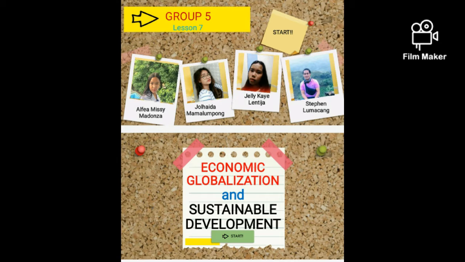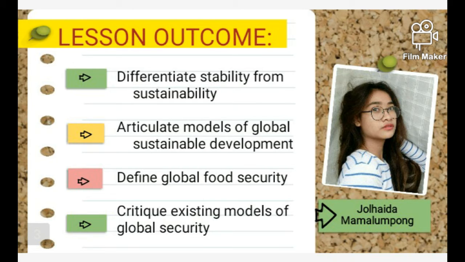Today, we will talk about Lesson 7, which is Economic Globalization and Sustainable Development. Lesson Outcome. First, differentiate stability from sustainability. Second, articulate models of global sustainable development. Third, define global food security.